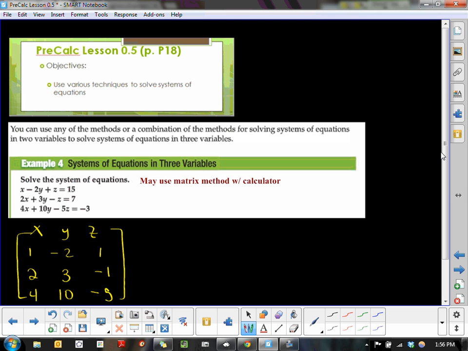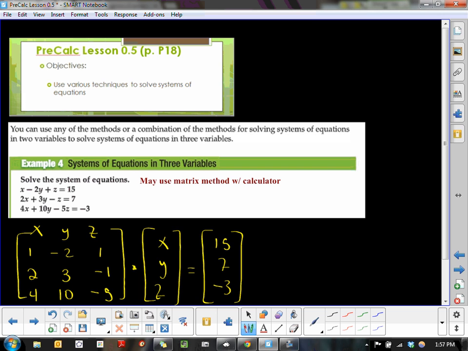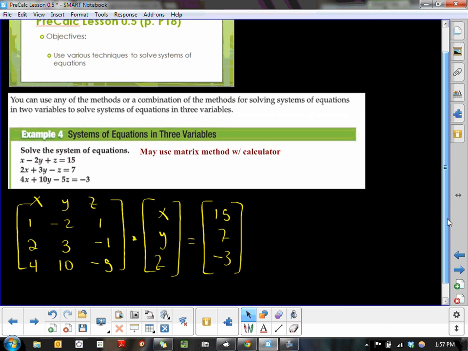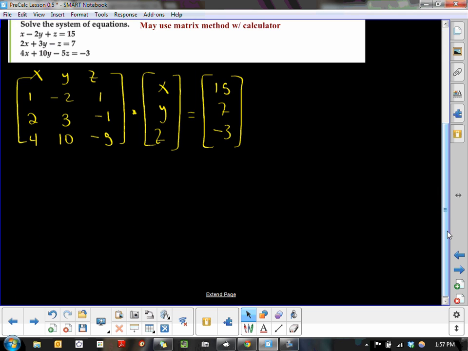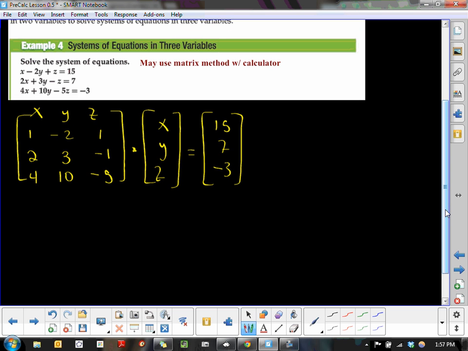That's our coefficient matrix. We want to multiply that matrix times, so I'm going to transform it into a matrix equation, x, y, z, and that's going to equal our constant matrix. The constant is the other side of the equation, the right side: 15, 7, and -3. So I've transformed our normal equation into a matrix equation, and just to represent this a little bit easier, I'm going to change this matrix into matrix A, and I'm going to type that into our graphing calculator.